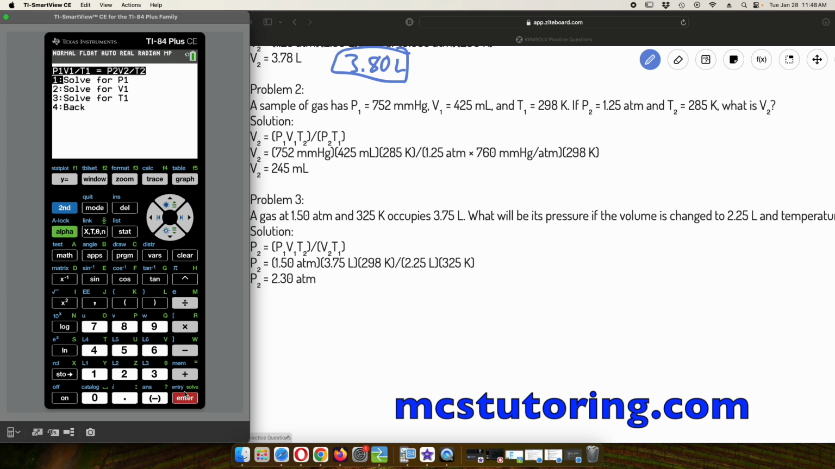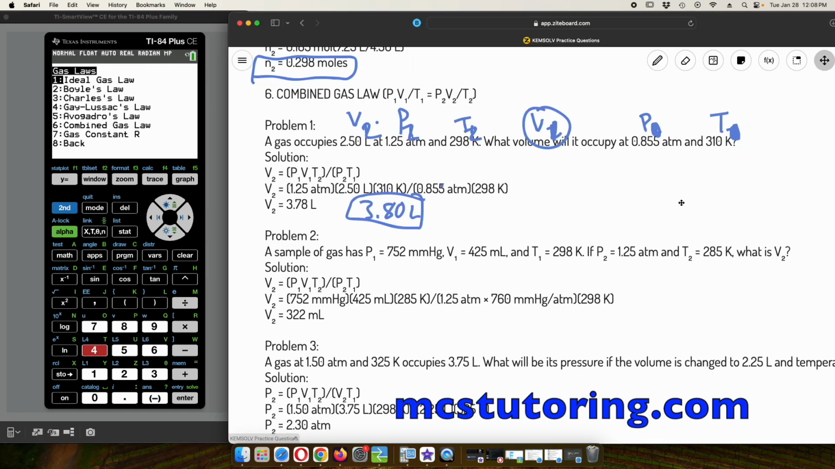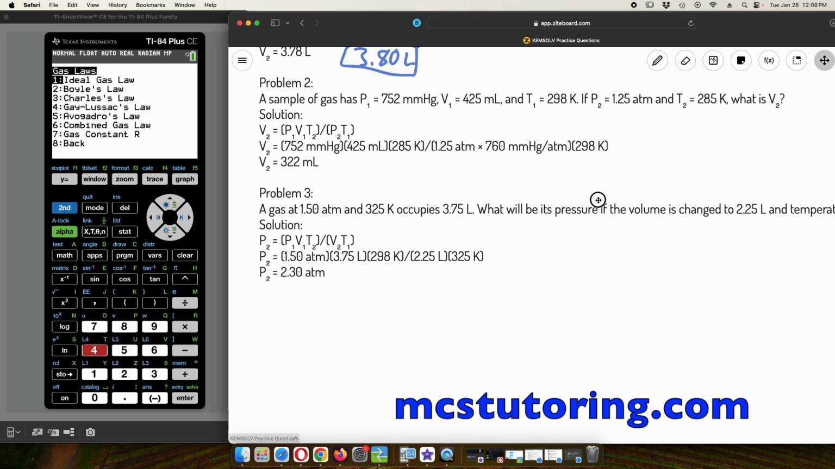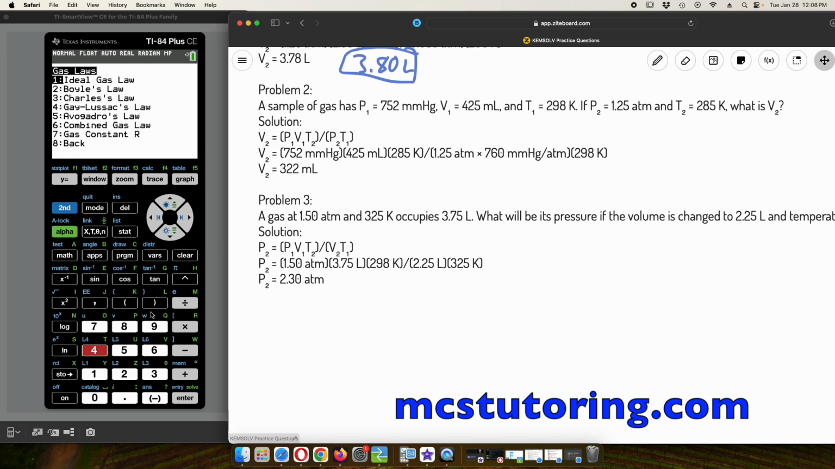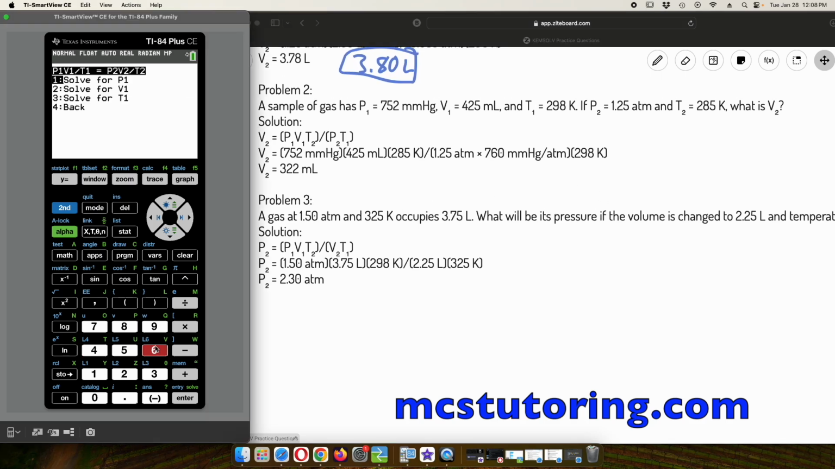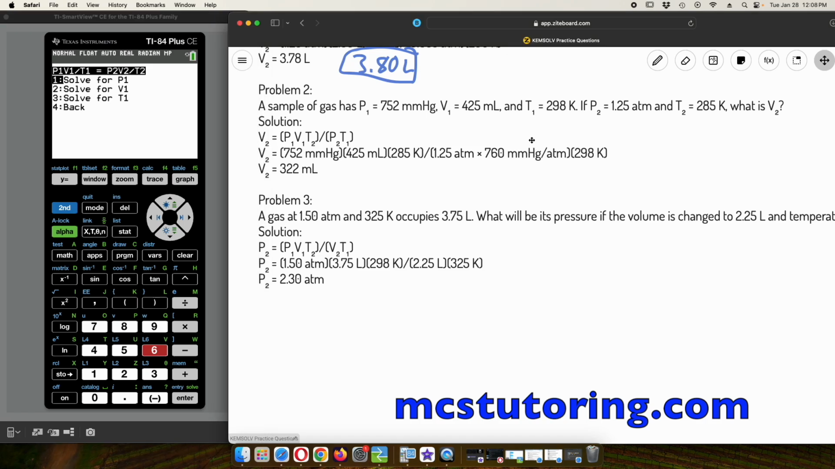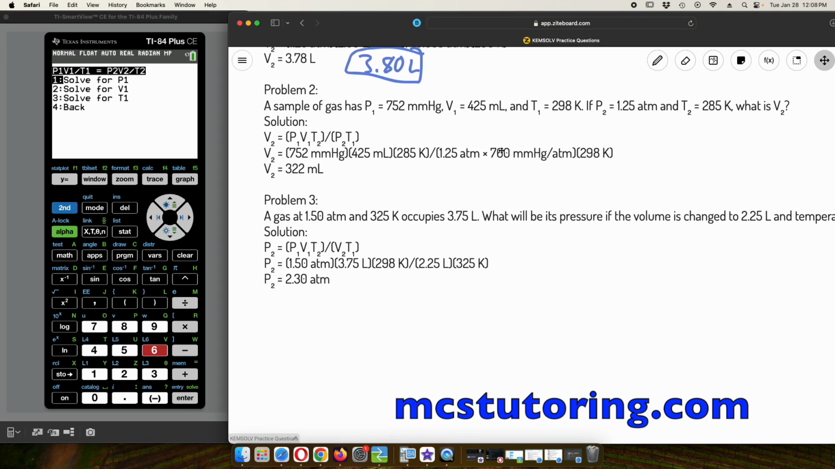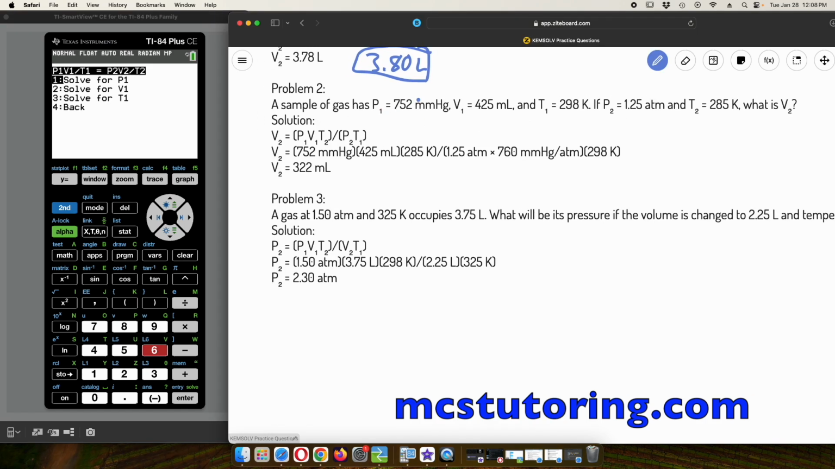We continue. Okay, so this next problem is, again, combined gas law, number 6 here. I had to do some editing because I totally calculated this wrong before. I apologize. Okay, so again, we can only solve for P₁, V₁ or T₁. So I'm going to change the subscripts here. So this is P2, V2, T2, P1, T1, and then this is going to be V1.